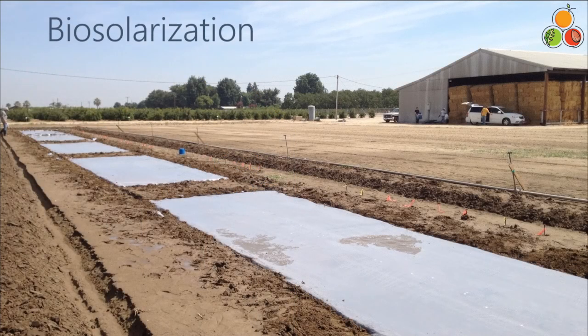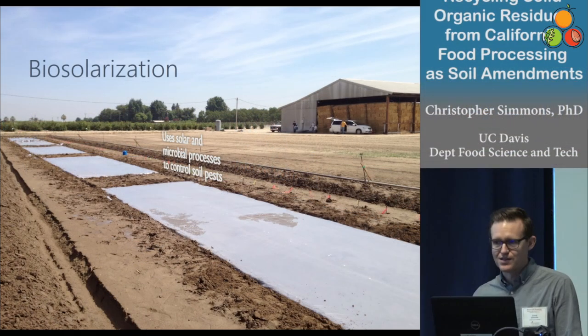I'll be focusing on a specific technology today called biosolarization. These days it's somewhat synonymously used with another term called anaerobic soil disinfestation. But at its heart, this is a process geared towards disinfesting agricultural soils or eliminating pests and pathogens in agricultural soils. And it does that without any exogenous pesticides. Instead, it uses a combination of solar heating and microbial activity in the soil to create conditions that are hostile to a broad range of pests.